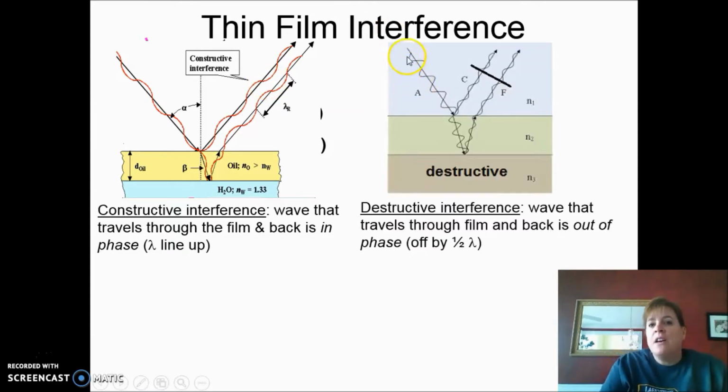But if my waves reflect and now peaks and troughs are lined up together, they cancel each other out because waves superimpose on each other. And so I don't see it anymore. It's off by a half a wavelength. That's called destructive interference. So they completely cancel out if they're completely off, if they're off by a half a wavelength.